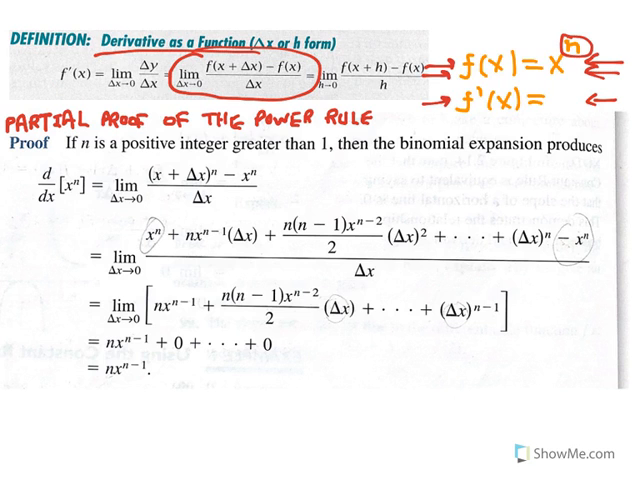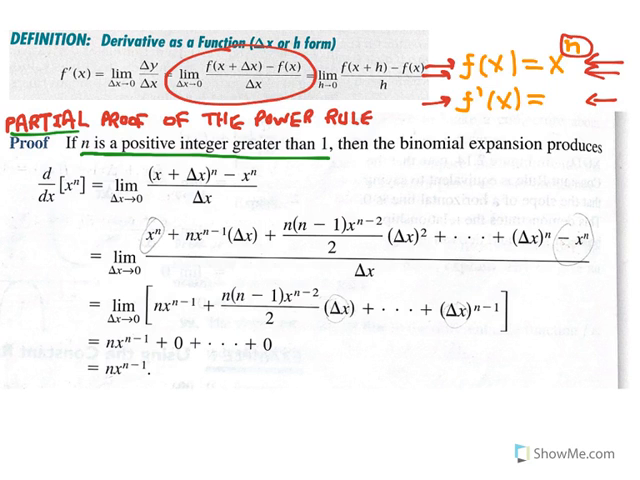So here we look at a partial proof. The power rule is more general than what we're going to look at here, but this is what we call a partial proof. It considers the case where n is a positive integer greater than 1. Then how do we find what the derivative of the generic power function should be? If you look at the first step in the partial proof of the power rule, we're taking this limit from the derivative as a function of x definition that we worked with yesterday. We take the limit as delta x approaches 0 of this difference quotient.